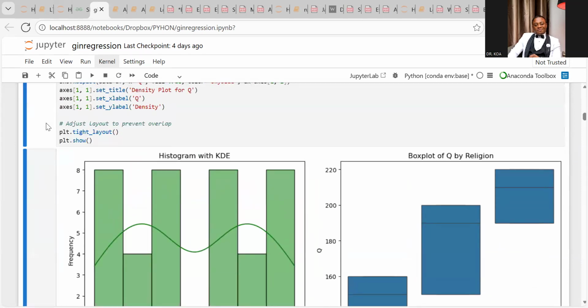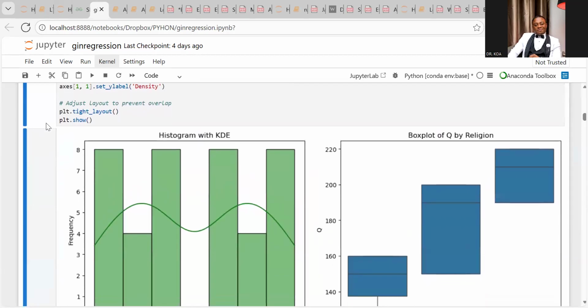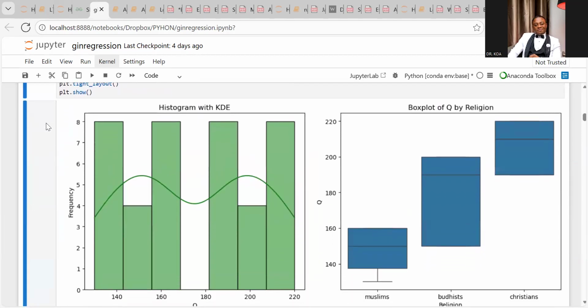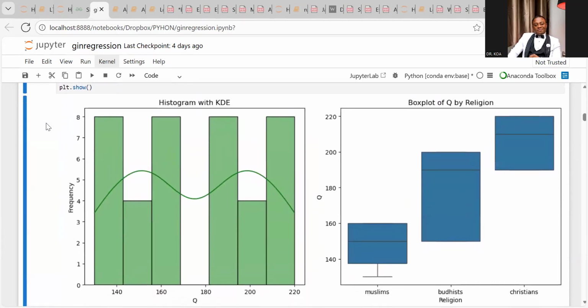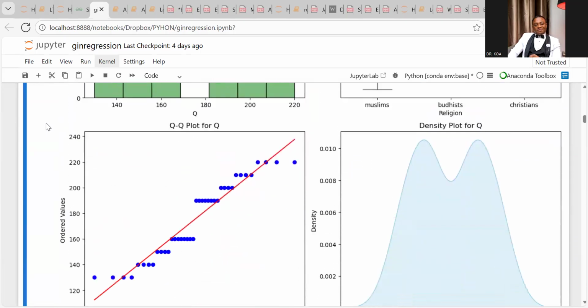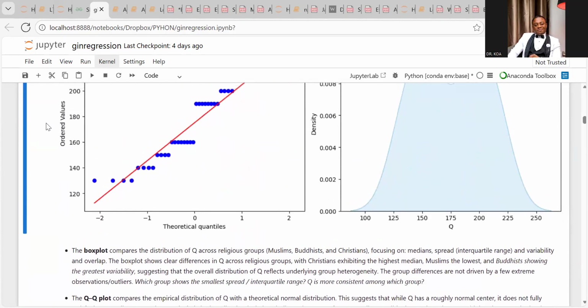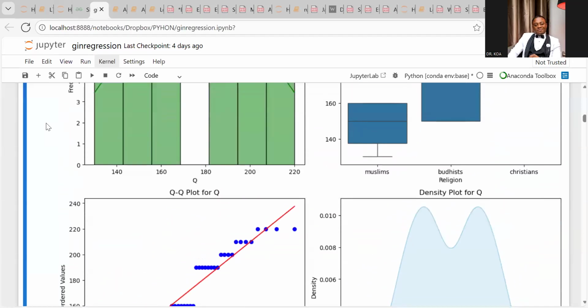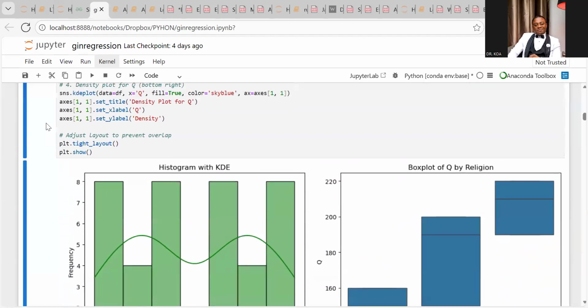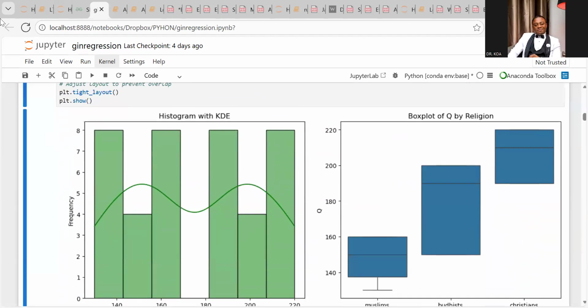Now, on the right side, you can also plot a box plot of religion. The center of the box plot is known as the median, and there are a lot of things you can say about it. Let's start with the box plot. As you can see here, the box plot is showing which one has the highest median.